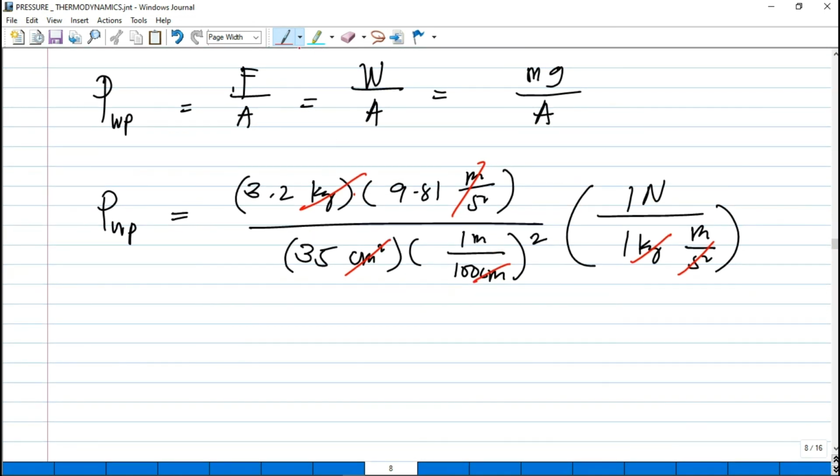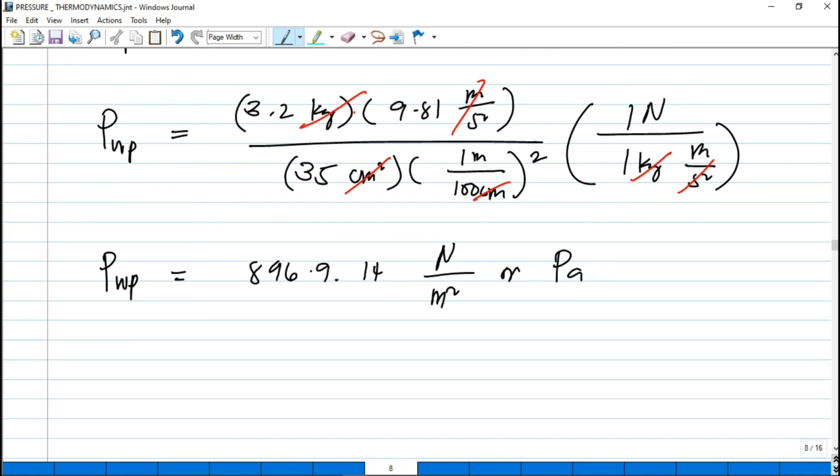So that is Pascal. So the pressure due to the weight of the piston is equal to, we have here 3.2 times 9.81 divided by 35. Yung 35 na divide pa sa 100 squared. Okay, so we have here 8969.14. Okay, so that is newtons per square meter, or that is Pascal. Convert natin siya guys to kilopascal. Divide lang natin by 1000. Now we can find the pressure inside the cylinder.